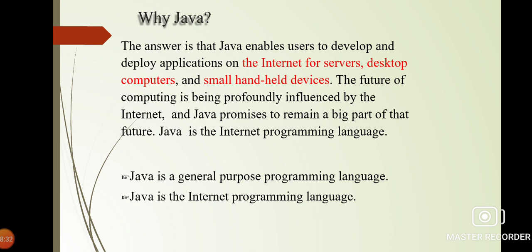The next one is why we are going for Java. The answer is that Java enables users to develop and deploy applications on the internet for servers, desktop computers, and small handheld devices. The future of computing is being profoundly influenced by the internet, and Java promises to remain a big part of that future. Java is the internet programming language, and also Java is a general purpose programming language.